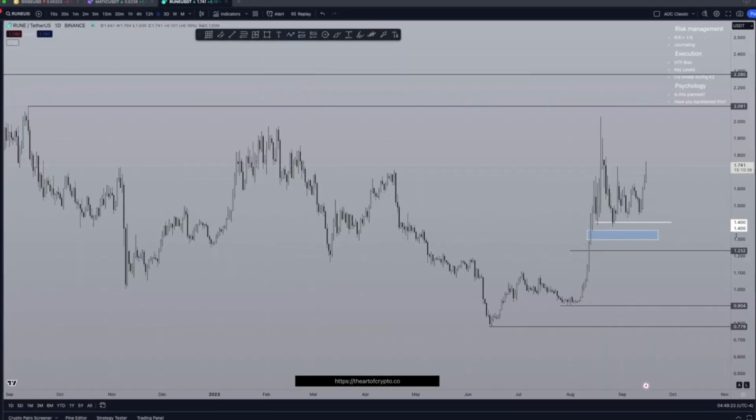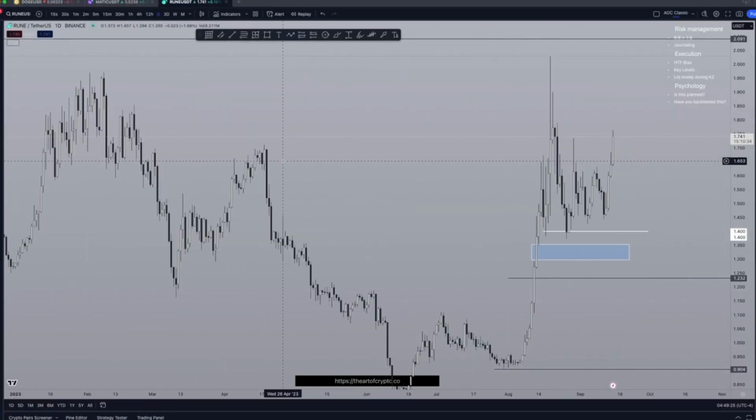Now, alternatively, I have a bread and butter strategy where you look for a very clear change in character and also displacement. This indicates that smart money is involved in the markets, and this strategy is something I've been using for the better part of the last 1.5 years.